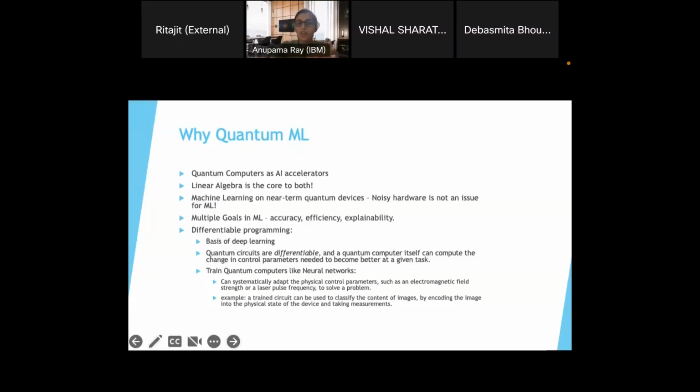So noise is not an issue for ML, and noise is a friend of ML. So if there is noise in the current quantum hardware, we are most welcome. We can still do some work, right? The fourth point is, there are multiple goals.